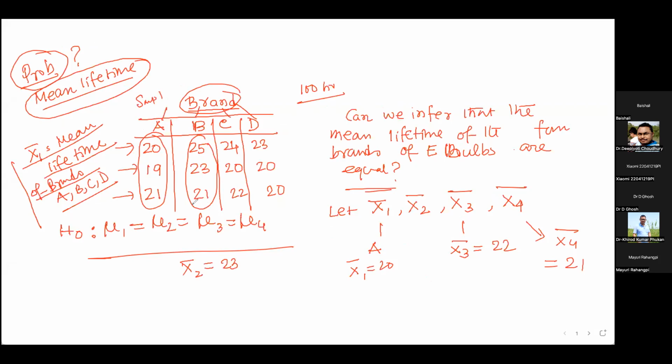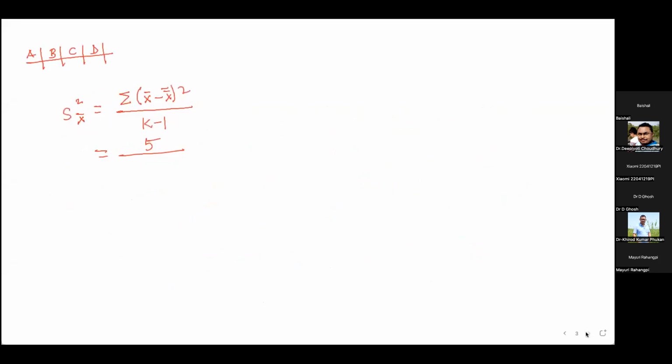This is about sample 2. This is about sample 3. This is about sample 4. So we took how many samples? We took 4 samples, and k is the number of samples, that is, k is 4 minus 1. So 5/3 will be the variance here.